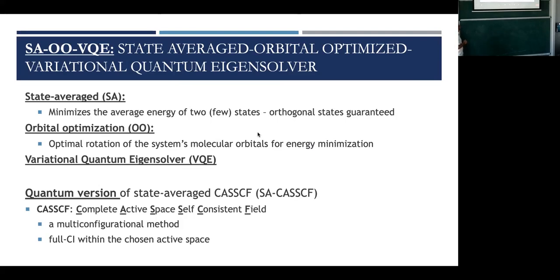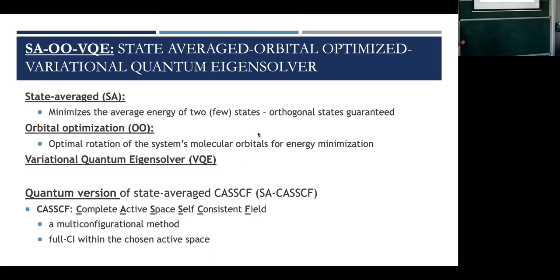And moreover, we need to do orbital optimization. I'll show you why we need to do orbital optimization. This ensures that the molecular orbitals are optimally rotated to get minimum energy. So that's why we need to do orbital optimization. And then the final stage will be the variational quantum eigensolver. There exists a classical analog of this algorithm, which is called the state averaged CASSCF, which is complete active space self-consistent field, which I mentioned before.